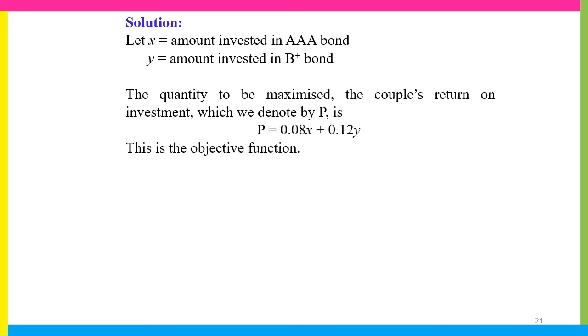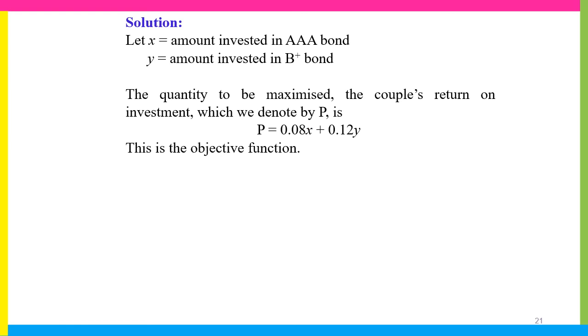So we want to know the returns, right? The highest maximum return. We don't include the original investment, just take out the objective function. Why? Because for the AAA bond, the return is 8%. So 8% of the amount is 0.08 multiplied by the amount. That's why it is 0.08 multiplied by X, which is the amount invested in AAA bond.